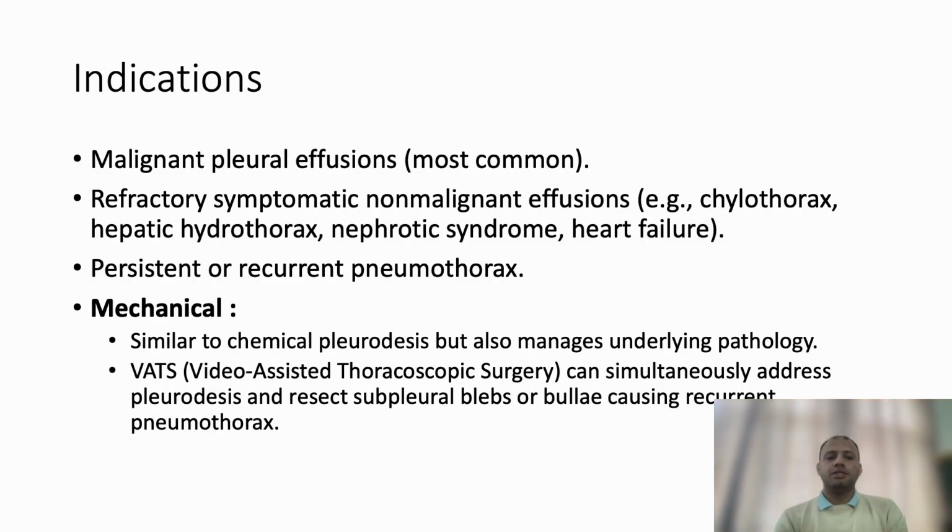Starting with the indications, malignant pleural effusion is still the most common indication for pleurodesis. Other indications can be refractory, symptomatic non-malignant effusions, for example chylothorax, hepatic hydrothorax, nephrotic syndrome, and heart failure as well, where the hydrostatic pressure is the main cause of pleural effusion. Persistent or recurrent pneumothorax are also indications.